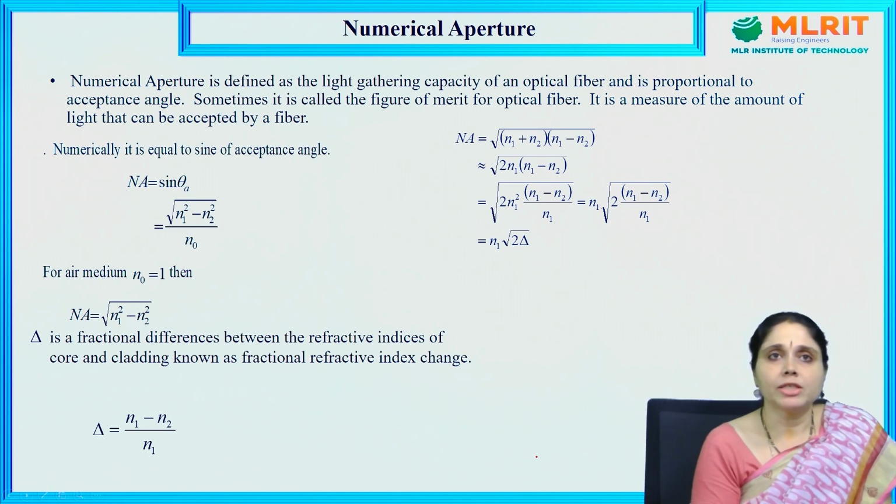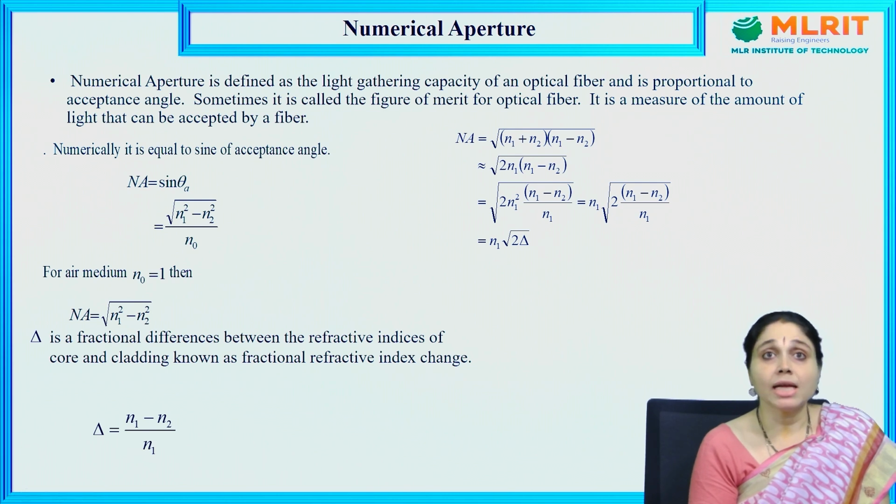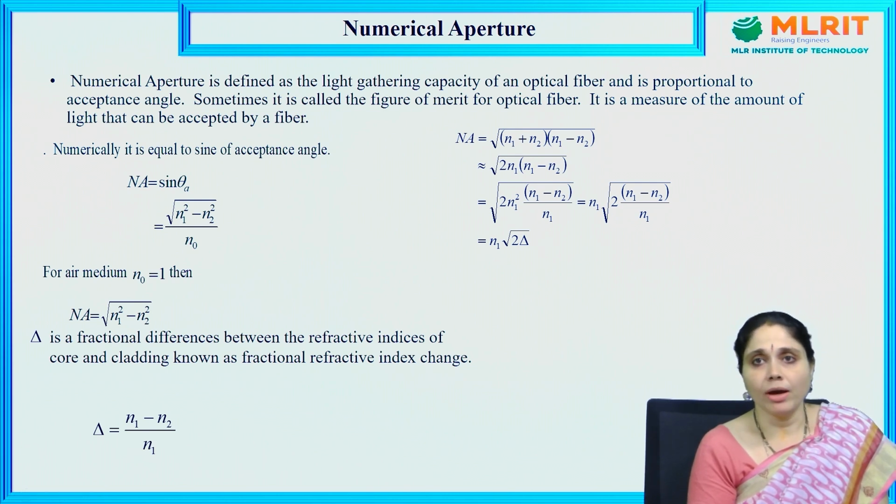Next, numerical aperture. Numerical aperture is defined as the light gathering capacity of an optical fiber and is proportional to the acceptance angle. We always calculate the numerical aperture in order to know the capacity of an optical fiber. Sometimes it is called the figure of merit of the optical fiber. It is a measure of the amount of light that can be accepted by the fiber. This is known as numerical aperture. Numerically, it is equal to the sine of the acceptance angle.